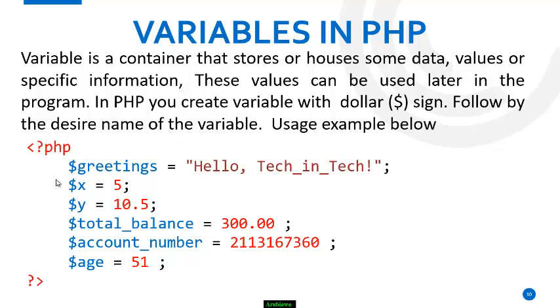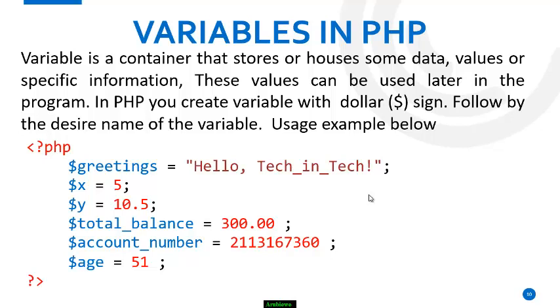This is the usage example below. When you have declared your PHP script, look at this variable that I marked in blue. I said $greetings is equals to "Hello Tech in Tech". After finishing that line, I use a semicolon. Note that this Hello Tech in Tech is in quotes.